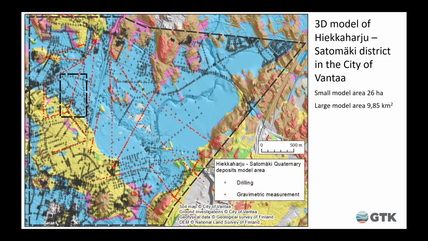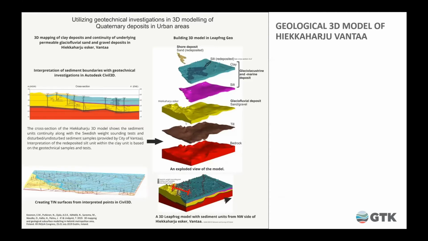Here is another model we made for the city of Vantaa. It's about the quaternary layers. So you see the modeling area, the large area here, and this area is a smaller version of the model. The model of the large area is not yet ready. I cannot publish it, but I can show this smaller part.